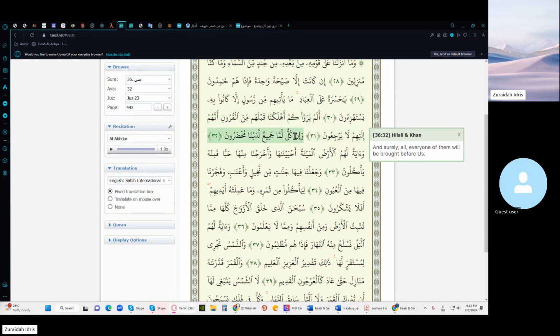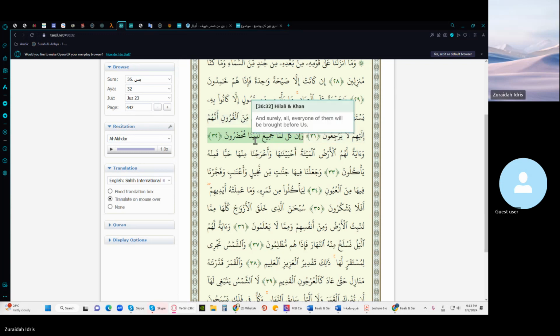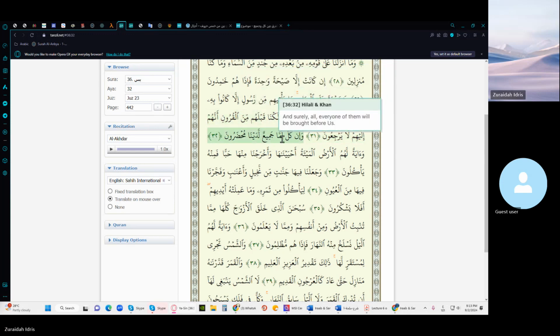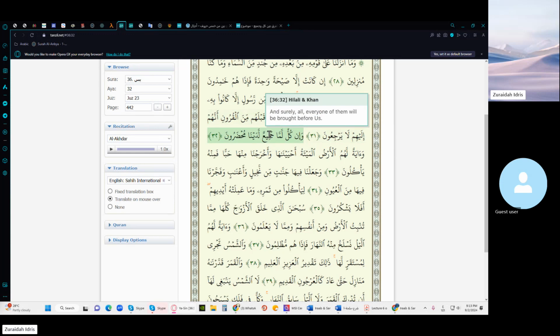Then we have this sentence, and surely all of them will be brought. So now you know the meaning. It is actually related, but this ayah can stand by itself. There's nothing connected between this ayah and that ayah. When it is not connected grammatically, you can say it is istinafiyah. When it is for sure connected, then you have to go with atifa.